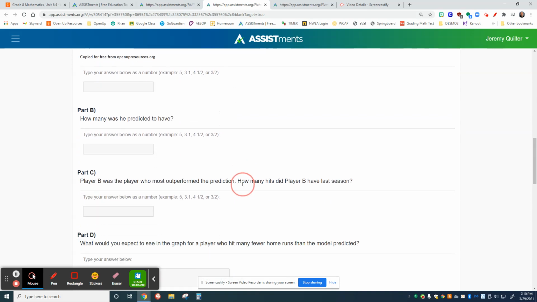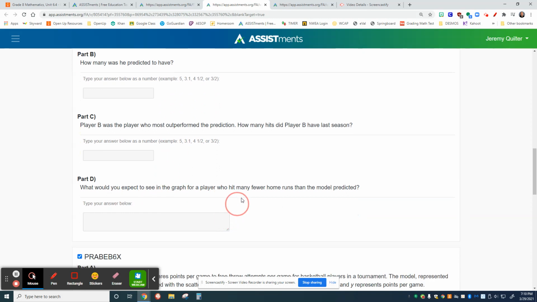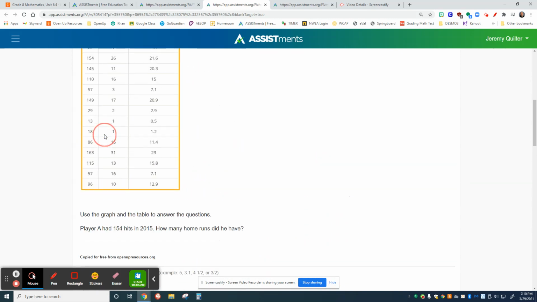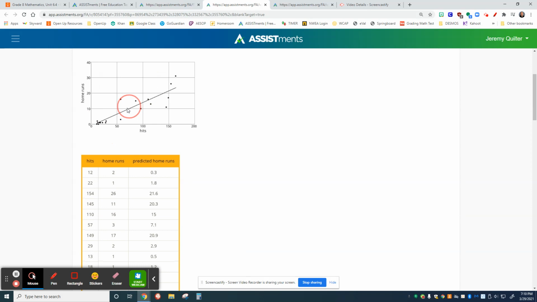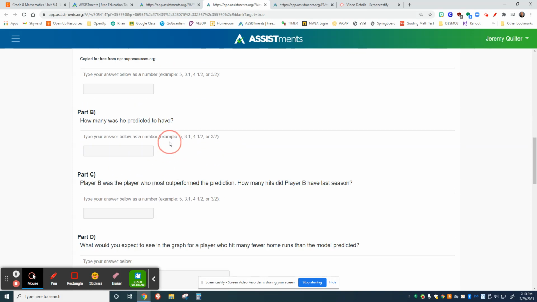home runs? And then finally, what would you expect to see in the graph for a player who hit many fewer home runs than the model predicted? Basically saying, what would you expect here on the graph for where those values would be for many home runs less than the predicted value? So less than this linear prediction.